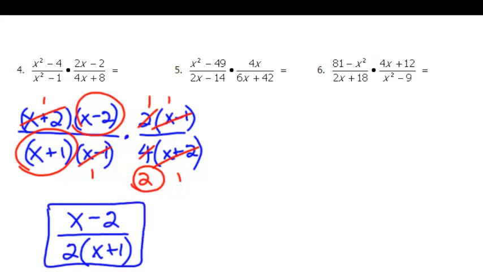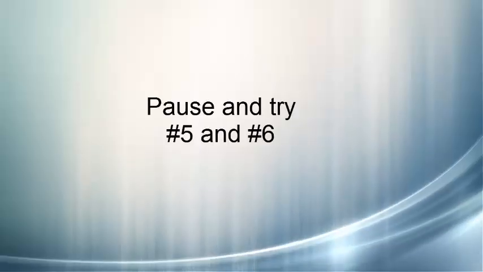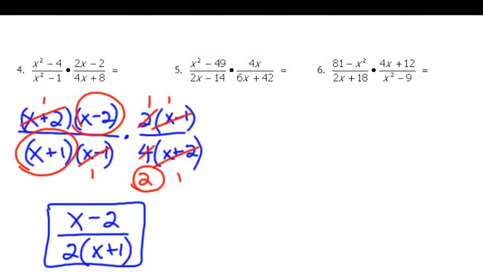Nice work. Try 5 and 6. Number 5, I get as a final answer x over 3. Number 6, I get 2 times the quantity 9 minus x all over x minus 3.